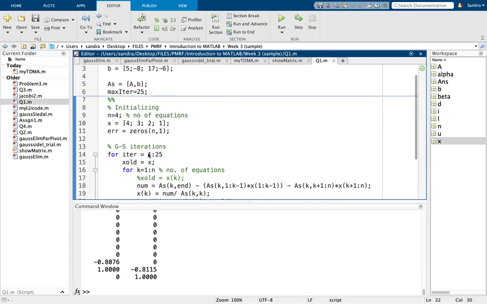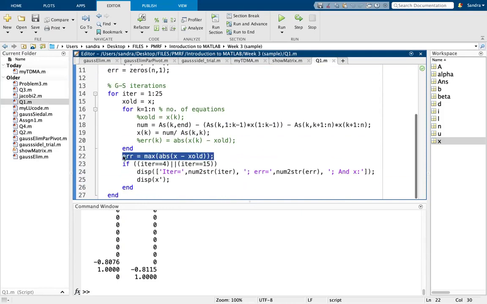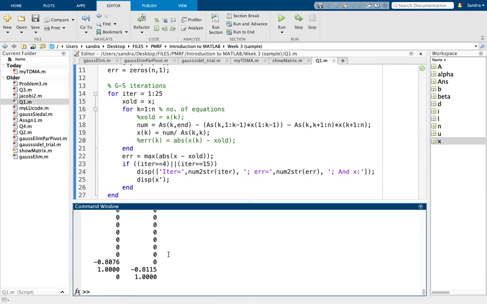Otherwise, what I do is I run the loop for many iterations. I calculate the error, and when the error is lower than a particular threshold, I can just put a break command. There is a command called break in Matlab. I can break it out. Okay, so there are several ways you can do it.